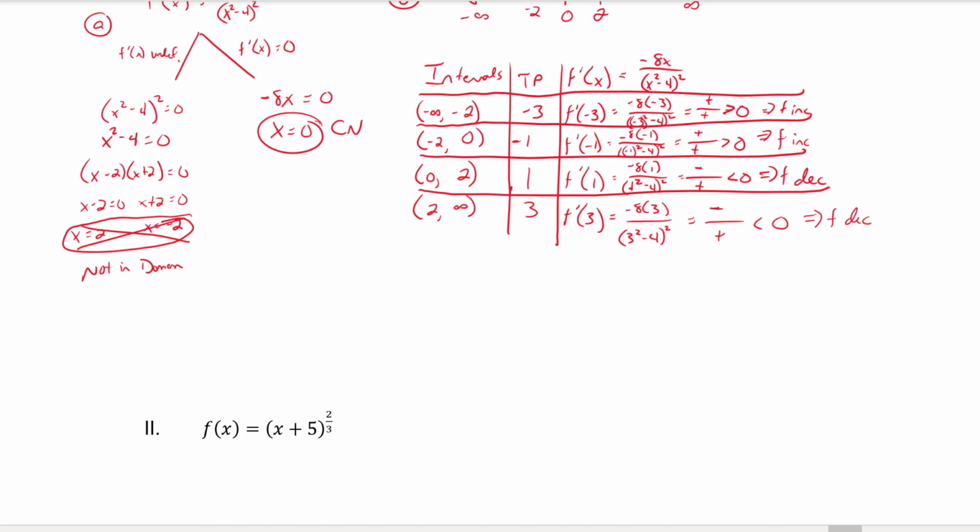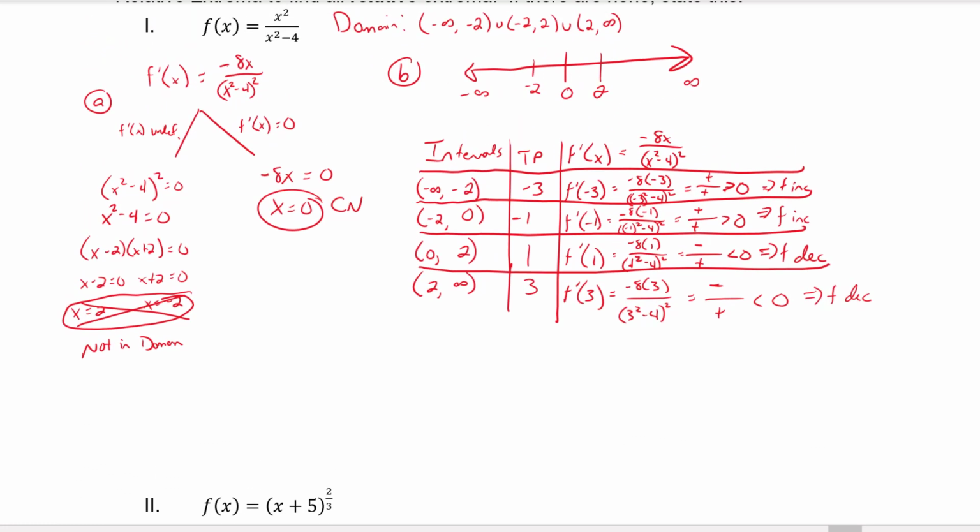Now, combining all of that, for part B, f is increasing on negative infinity to negative 2, union negative 2 to 0, and it's decreasing on 0 to 2, union 2 to infinity.